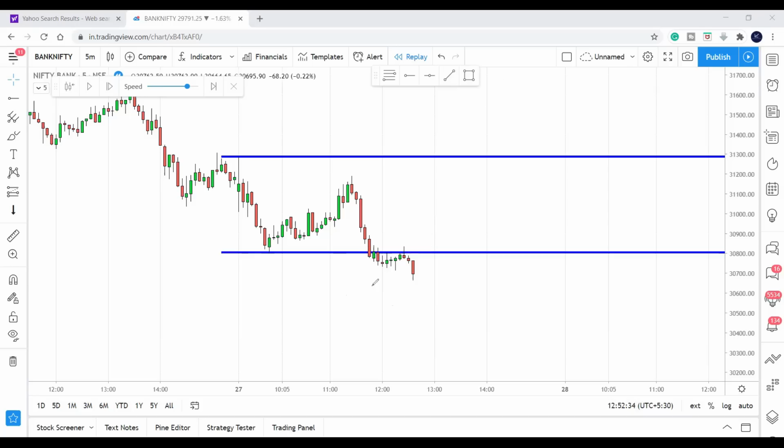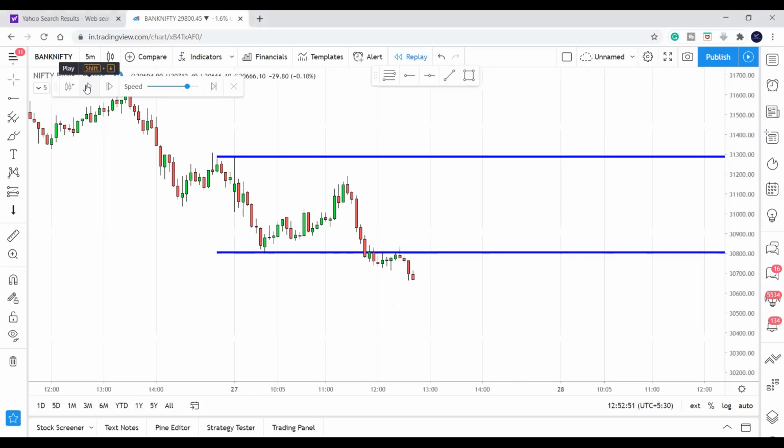Okay, you should not go long here. Don't go long here, even though there is a pin bar, a bullish pin bar. Now the market will go up. It will not go up so easily because this level will act as a resistance. Right? That is what happened. What I said, entry here.